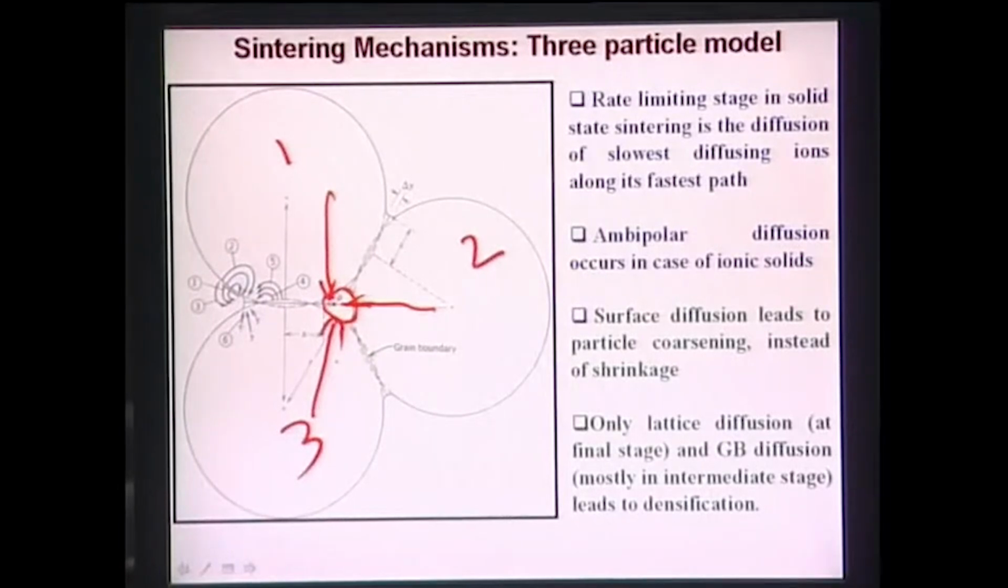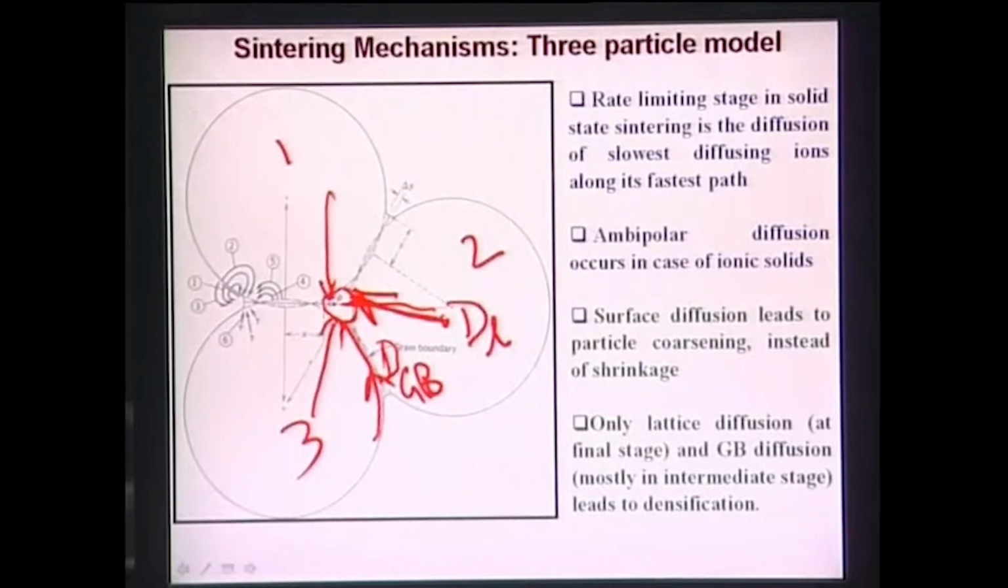This diffusion can take place either through the grain boundary region, then it is called grain boundary diffusion, or it can take place by lattice diffusion. That means when the mass or atoms are transported from within the particles to this neck region, it is called lattice diffusion. In this case the lattice diffusion constant is important. In the other case it is the grain boundary diffusion coefficient which is important. This is a very brief description of how sintering takes place in the 3 particle model.